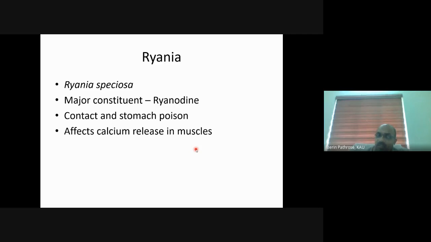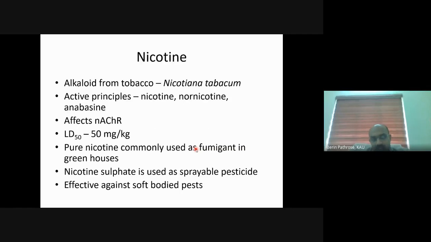Again, just like sabadilla, this one is also not widely used. And nicotine, this is used to some extent. As you know, it is obtained from tobacco, Nicotiana tabacum. I told you earlier, it contains other pesticide molecules other than nicotine, such as nornicotine and anabasine. It affects nicotinic acetylcholine receptors. We will discuss the mode of action of nicotine when we discuss neonicotinoids.